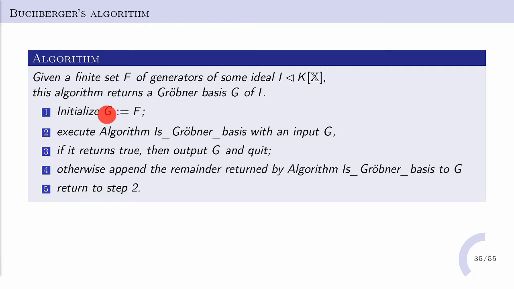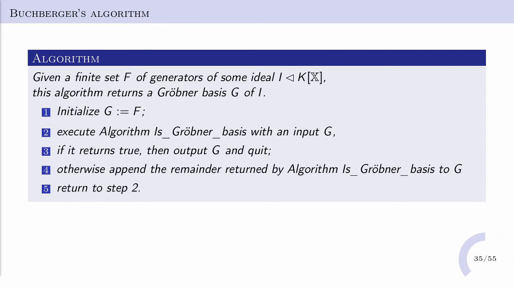The algorithm works like this. We start with G equal F, and we check if it is a Gröbner basis using the previous algorithm. If the previous algorithm returns true, so all the S-polynomials reduce to zero, then G is a Gröbner basis, so we output G and we quit. Now there is nothing else to do.